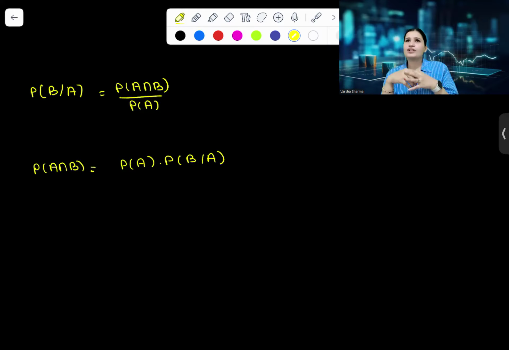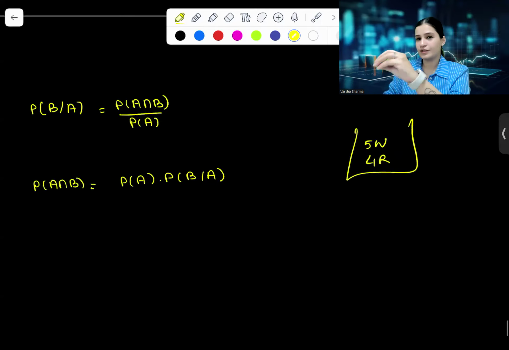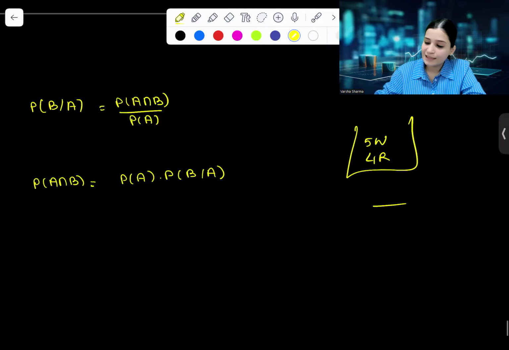Supposing I have a bag that contains 5 white and 4 red balls. Now, if I ask what is the probability of getting a white ball? One single event, and directly I'm asking you to find the probability of a white ball. In that case, we use normal probability, that is, favorable case by total case. Total balls are 9. What I want is white in color. White balls are 5, so the answer would be 5 by 9.